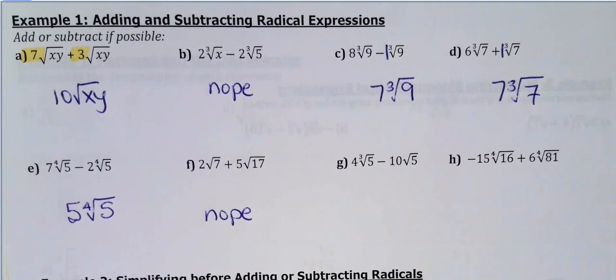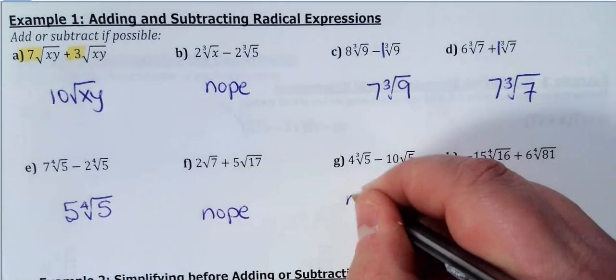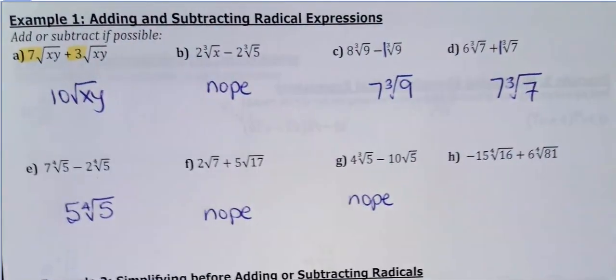What about 4 cube roots of 5 minus 10 roots of 5? Can't. This is super tricky. One of these is a cube root. This is a square root. They're not like radicals. You cannot do this question. It's already as simplified as it can be.